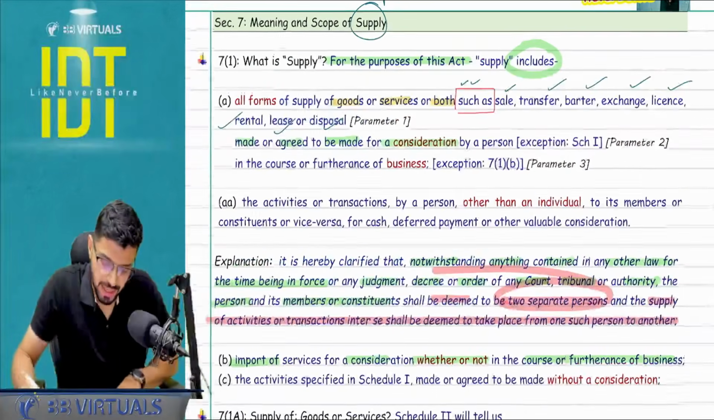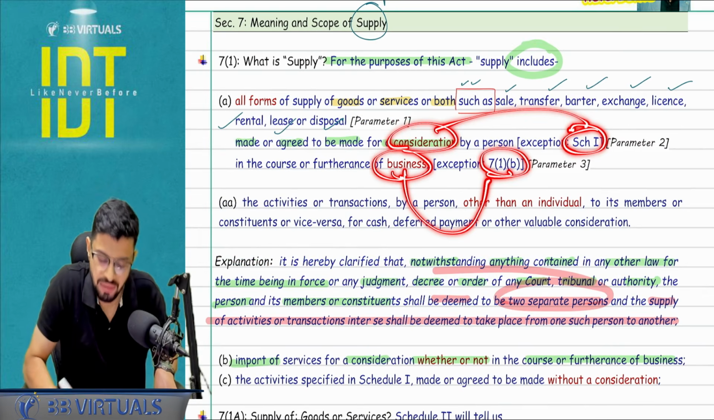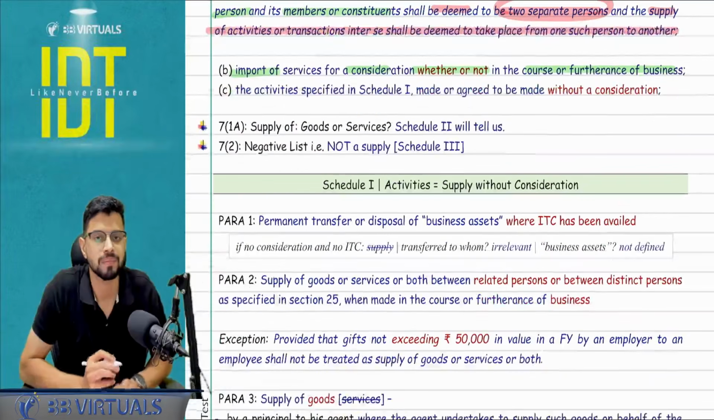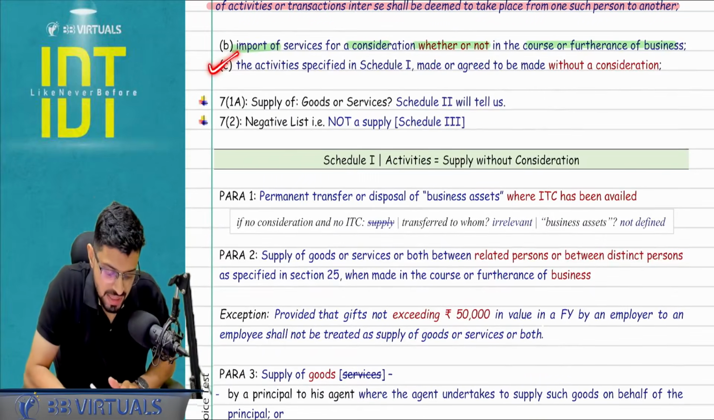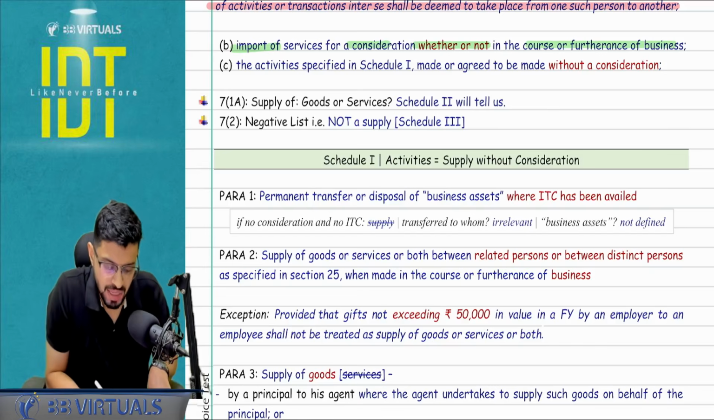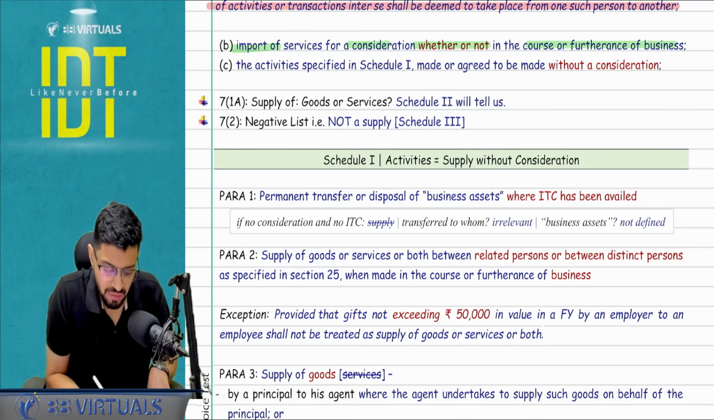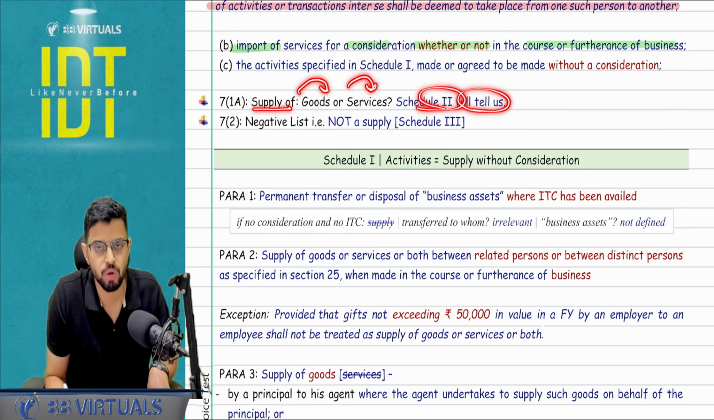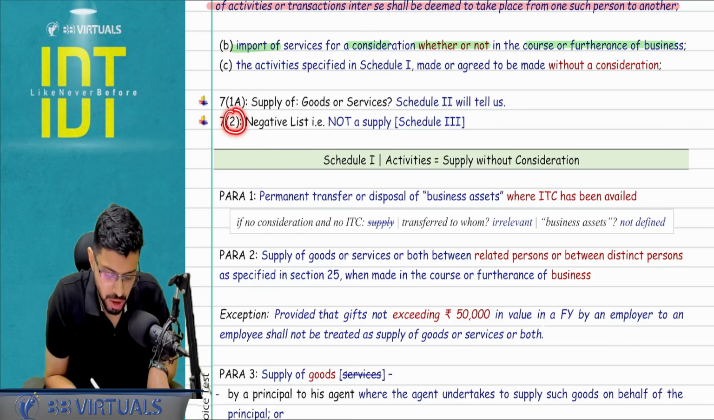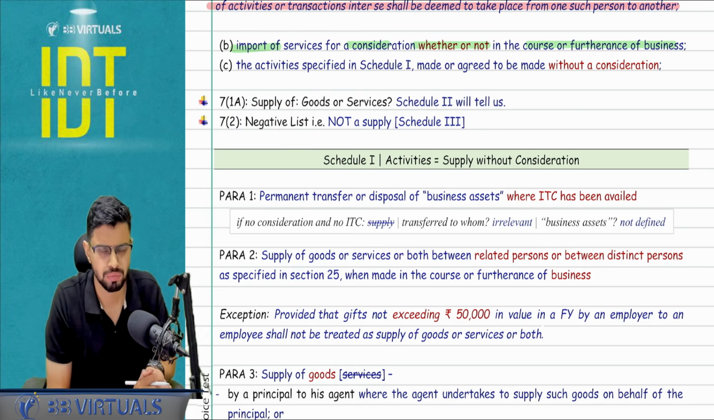Now the two exceptions are clear. Consideration exception, schedule number 1. Business test exception, 7(1)(b). 7(1)(c), 7(1)(a), 7(2) is nothing. They are just giving references of the schedule. 7(1)(c), activities specified in schedule number 1 made or agreed to be made without a consideration, that we will be covering. 7(1)(a), whether it is a supply of goods or services, schedule 2 will tell us. And 7(2), negative list, schedule 3 will tell us. Plus there are some circulars and notifications also. That is fine, that we will be covering.